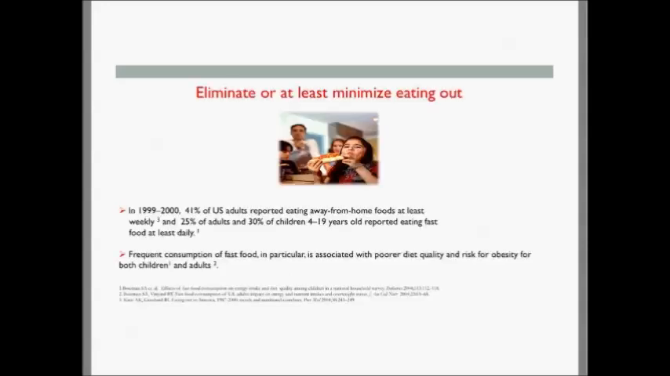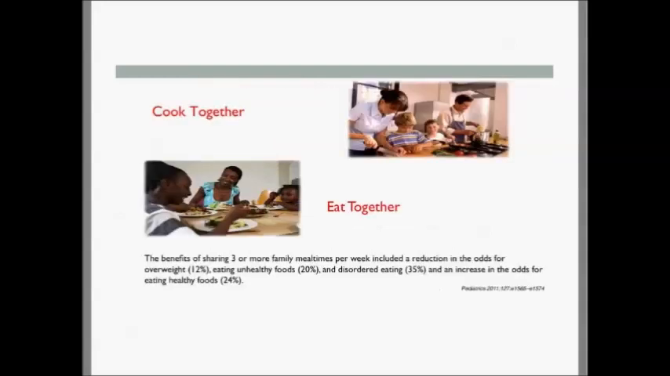Here it is so important to work on the behaviors of the family. So just so you know what kind of things we're dealing with here, 41% of U.S. adults reported eating away-from-home foods at least weekly, and 25% of adults and 30% of children reported eating fast food at least daily. Frequent consumption of fast foods, as you probably know, is associated with poorer diet quality and risk for obesity in both children and adults. So I tell people right away, cut your eating out, especially your fast foods, to no more than once a week.